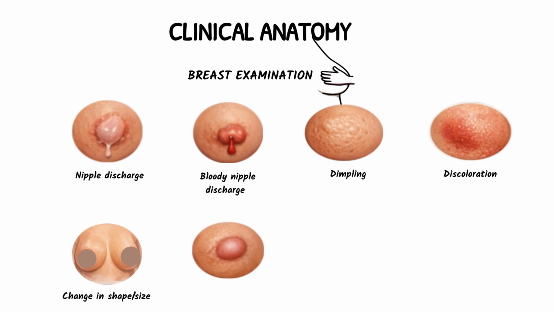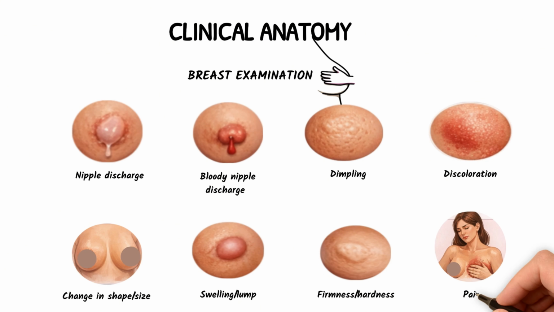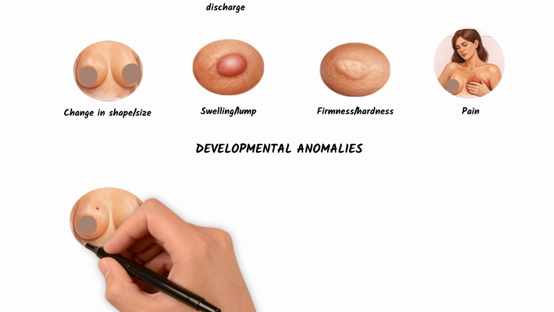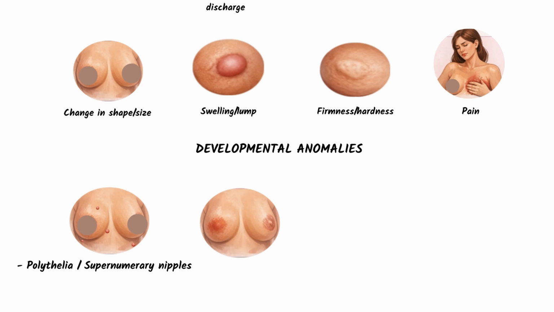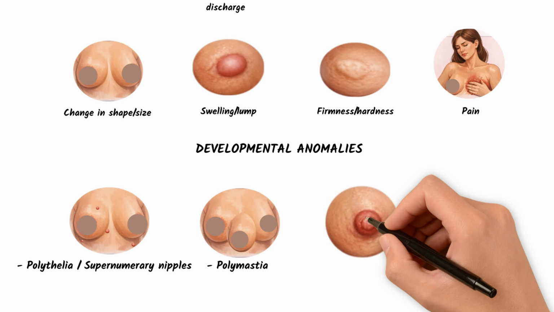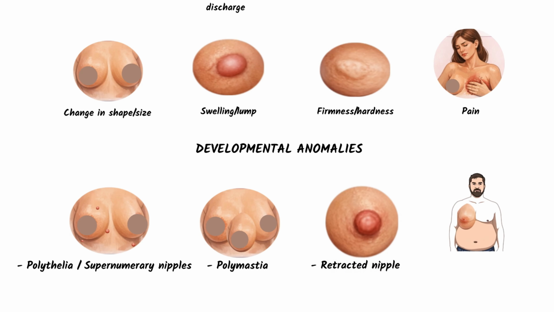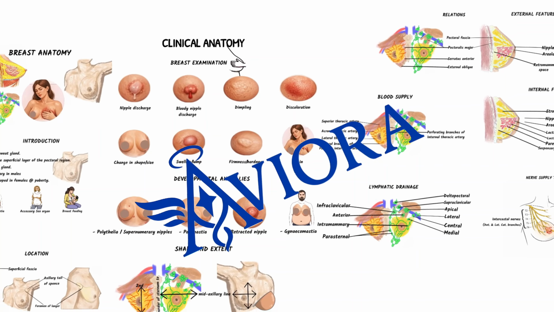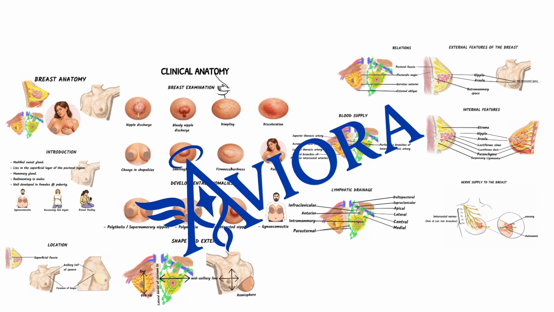Next, use gentle palpation to feel for any lumps or areas of firmness. Take note of any tenderness and pay attention to any pain or discomfort experienced. Developmental anomalies may include polythelia, or extra nipples along the milk line, polymastia, or extra breast tissues along the milk line, inverted or retracted nipples, and in males, gynecomastia. Regular awareness of these signs, both during self-exams and clinical assessments, supports early detection and a better understanding of normal and abnormal breast anatomy.